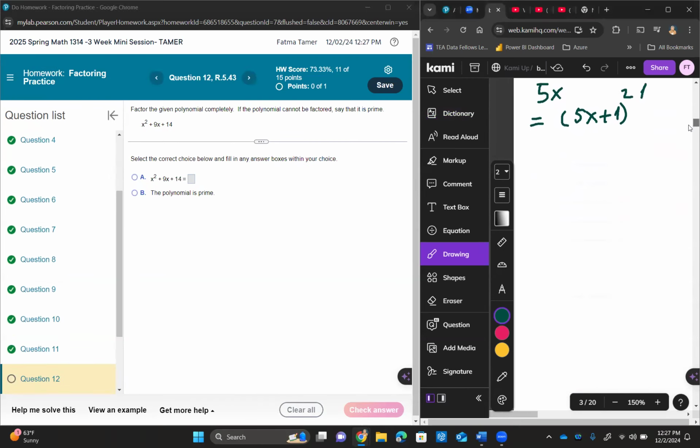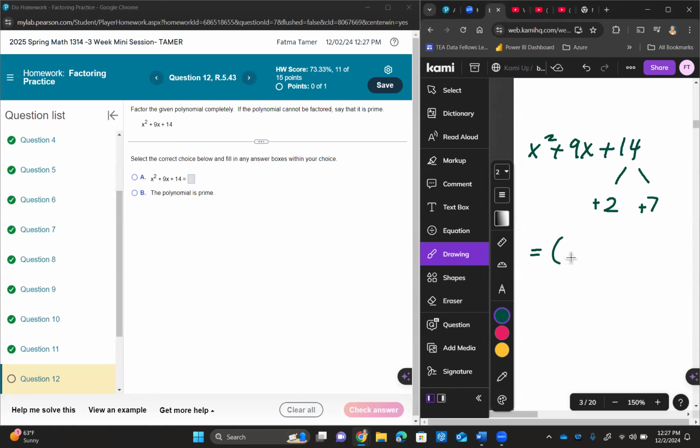Next one, we are going to factor x squared plus 9x plus 13. This is an easy one. I just need to focus on the last number. I know that if I multiply positive 2 and positive 7, their product is 14. And when I add them up, their sum is 9.